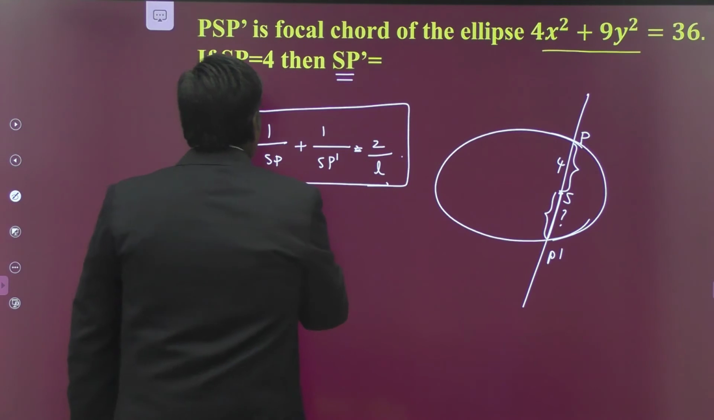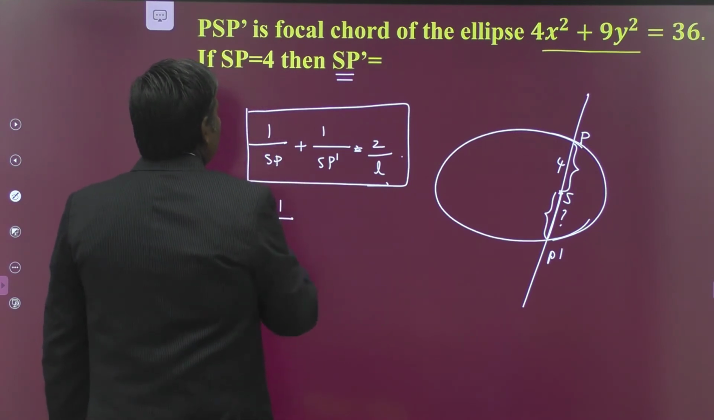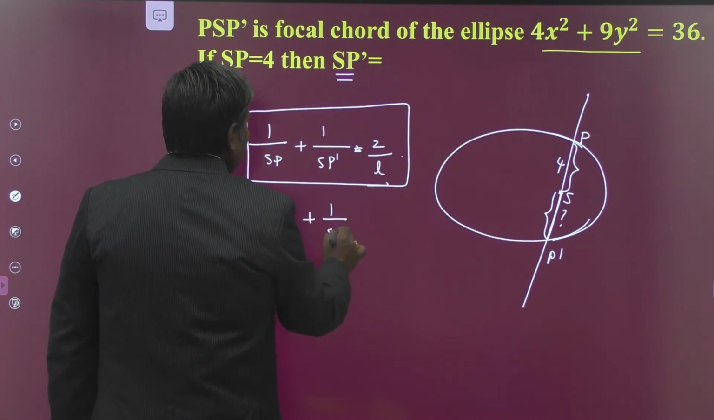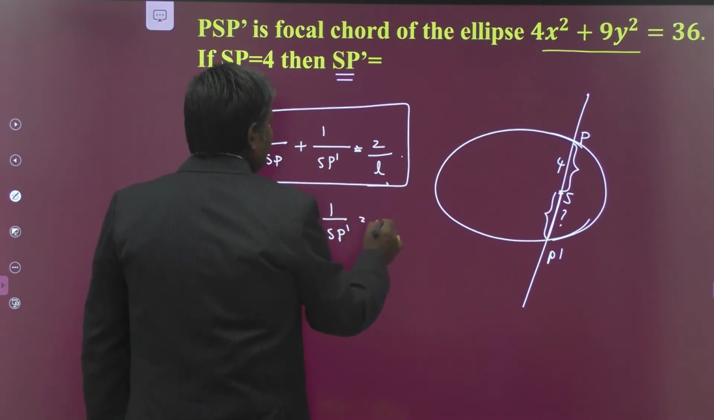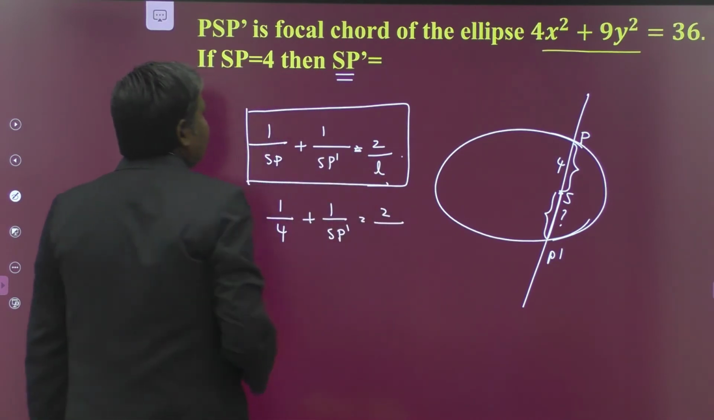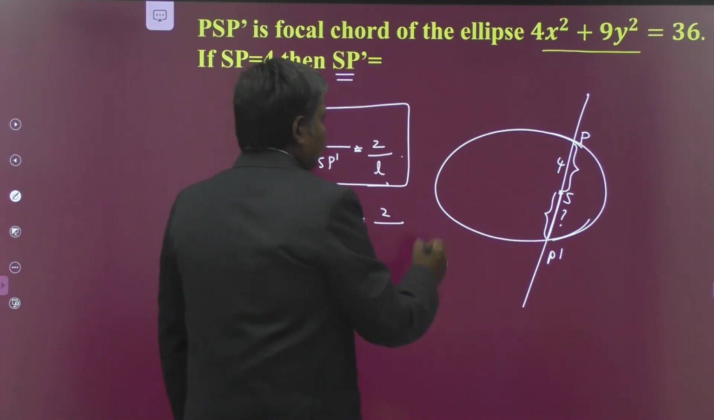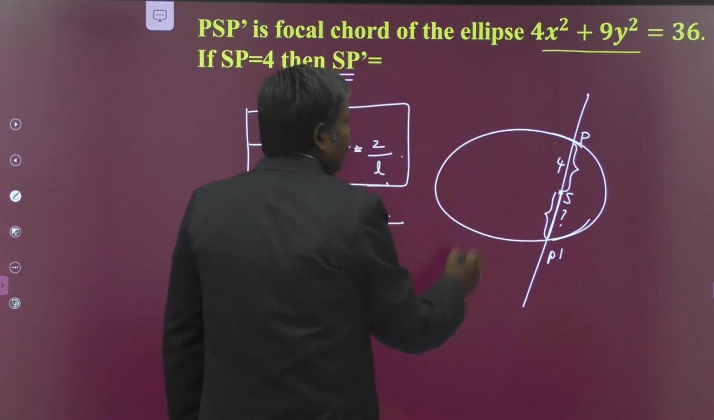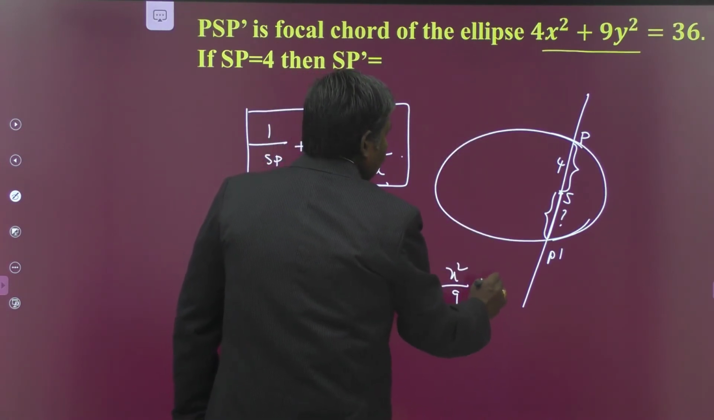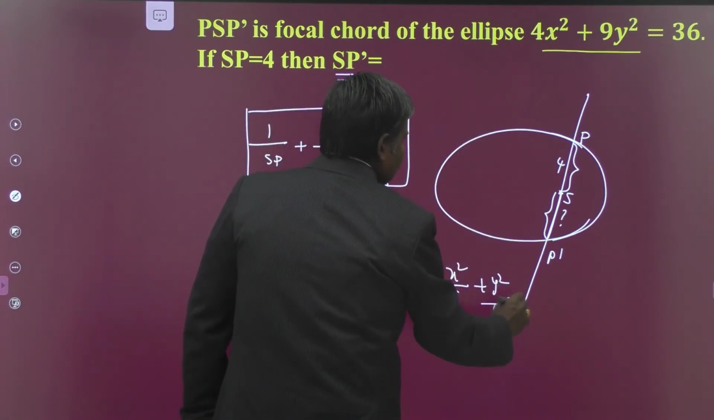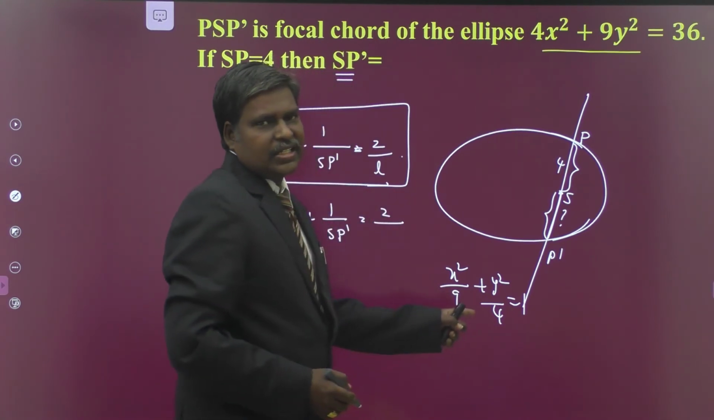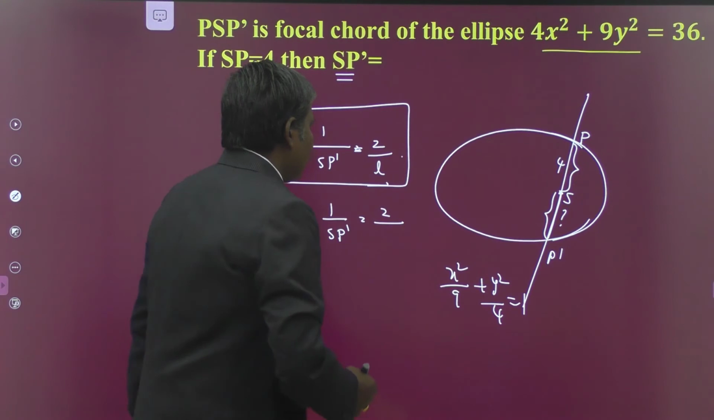So you know that 1 by SP, SP is 4 units given to you, plus you are going to find SP dash, is equal to 2 by L. L means semilatus rectum. So to find the semilatus rectum, convert into the standard form: x square by 9 plus y square by 4 is equal to 1. What is the semilatus rectum? b square by a. The length of the latus rectum is 2b square by a. 4 by 9 we have.